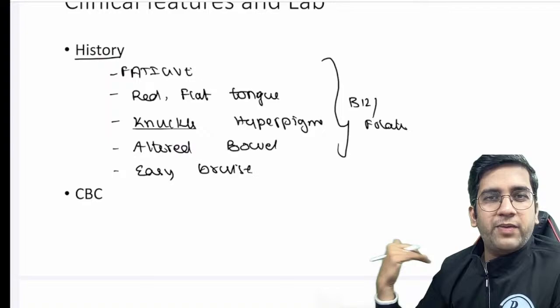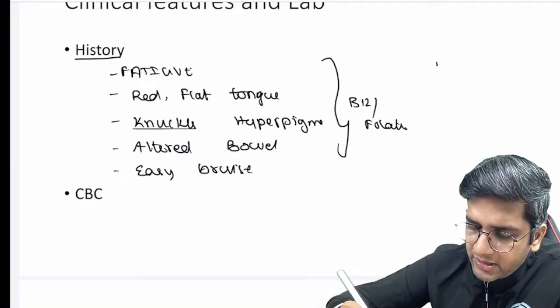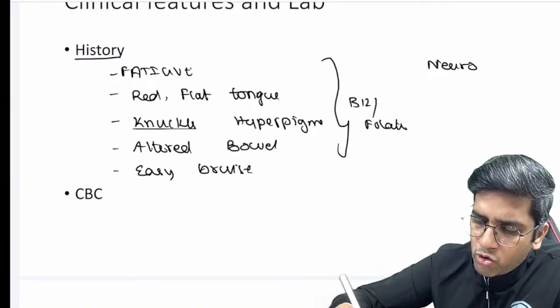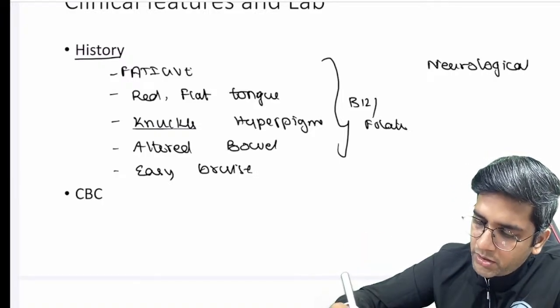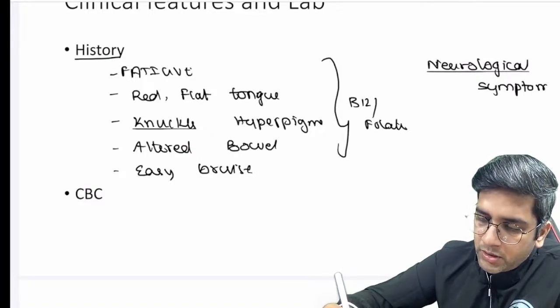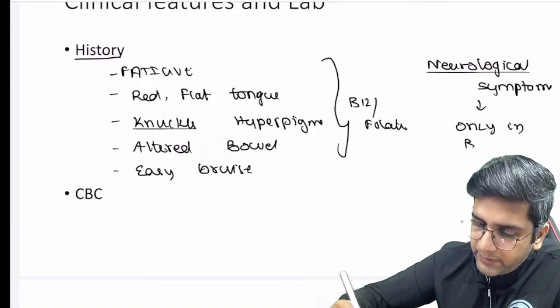And whatever Samantha said, neurological defects, right? The subacute spinal cord degeneration, where position and vibration sense become abnormal. If you can write at that level of certainty, write them, or just write neurological symptoms. B12 or folate or both? It's seen only in B12 deficiency.